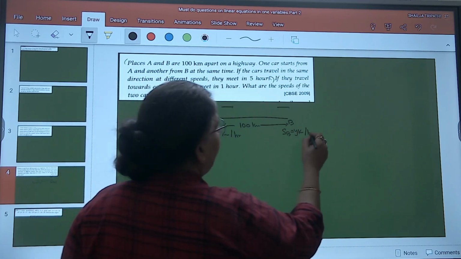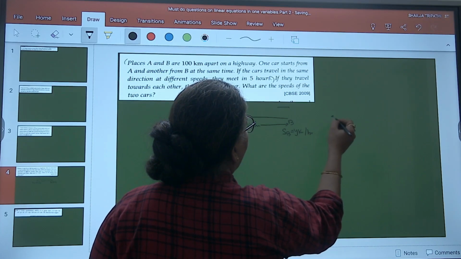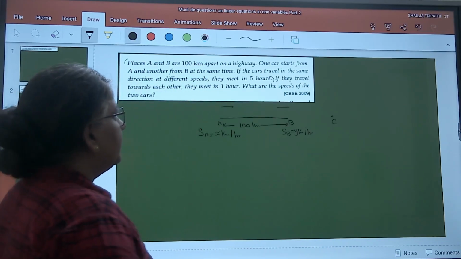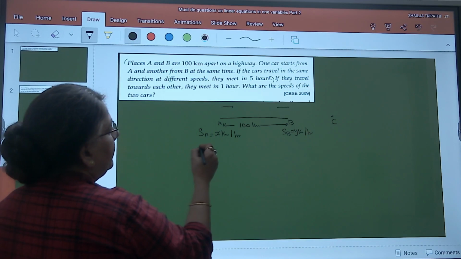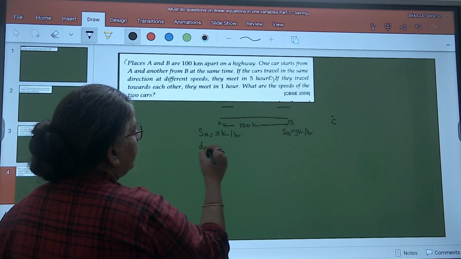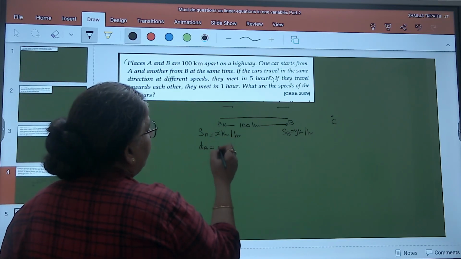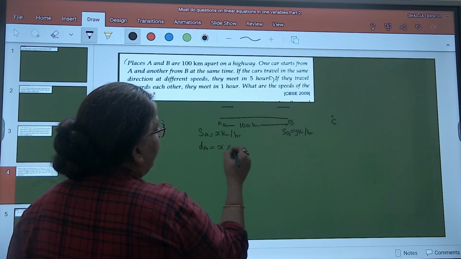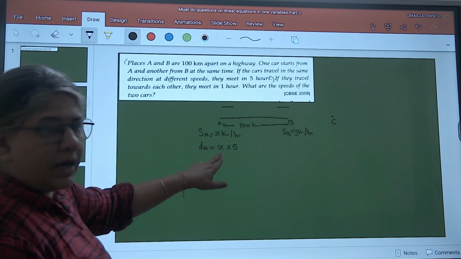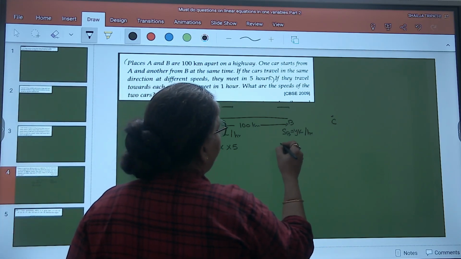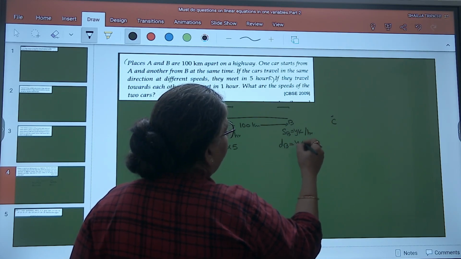They travel and meet after 5 hours. So they must be meeting at some point C. Now the distance covered by A will be given by dA. We know distance is equal to speed into time. So speed is x and both have traveled for 5 hours. So distance covered by car A will be 5x. Similarly, distance covered by B will be again speed multiplied by time.